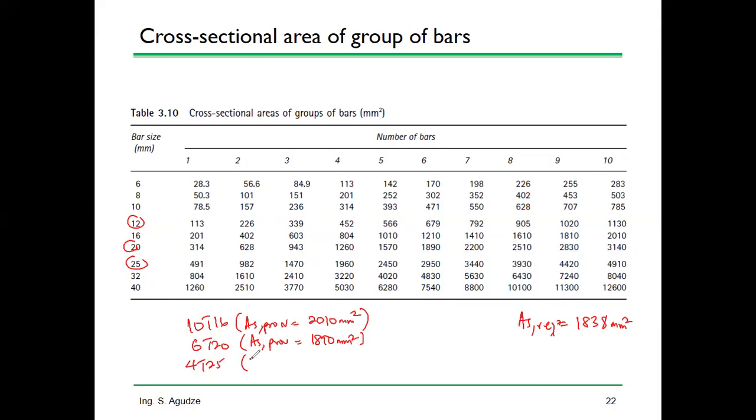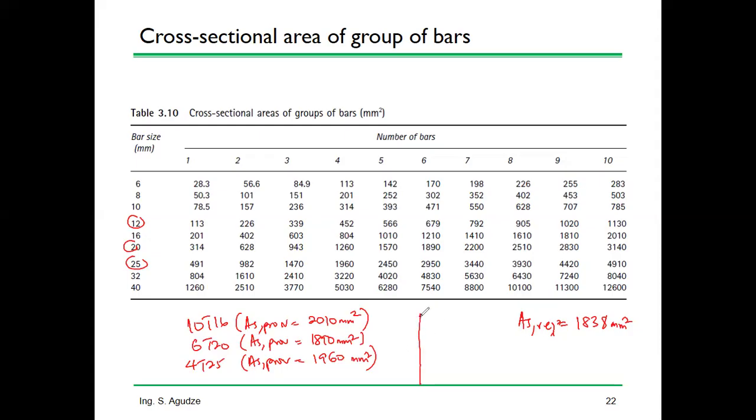What is it? The AS provided is equal to 1960 mm². Remember that the AS provided is the actual area from this table, which you can also do on your own. It's just multiplying the area of the bar by the number. That's all. Now let's look at something.